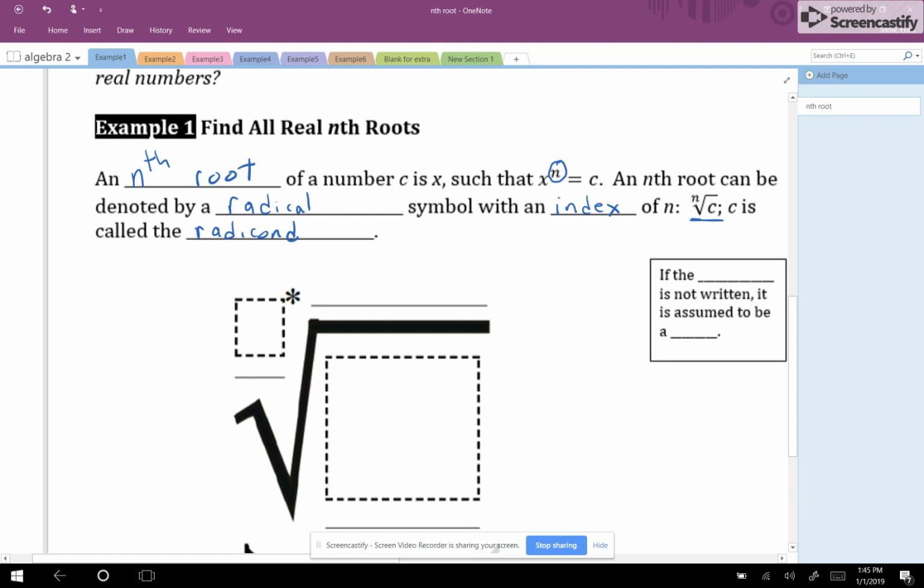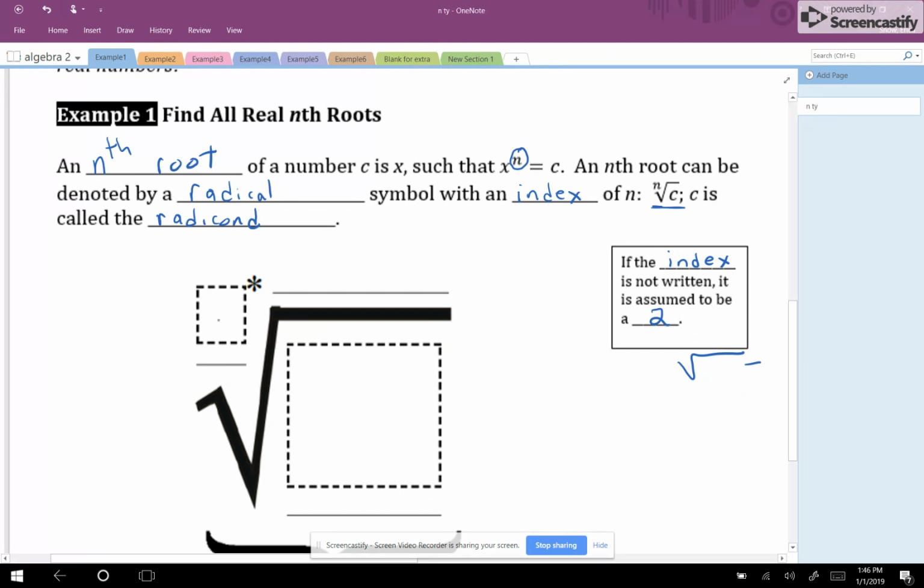Okay, so if the index is not written, it's assumed to be a 2. So we talked about square roots. If you see that with nothing in there, it's just a square root.